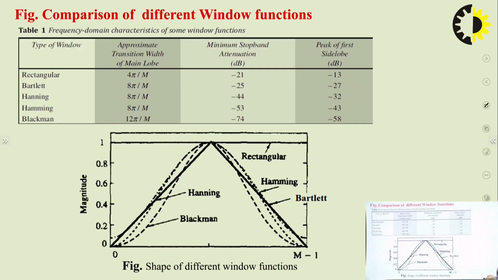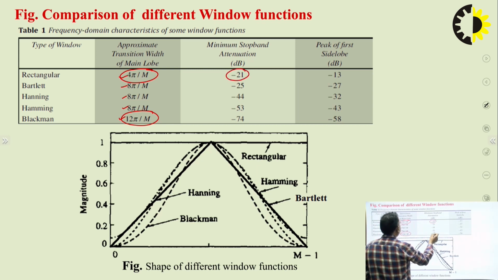Now here is the comparison among different window functions. In the case of rectangular it is 4 pi by M, Bartlett 8 pi by M, Hanning 8 pi by M, Hamming 8 pi by M, and Blackman 12 pi by M. From here we can see the width of the main lobe is higher in the case of Bartlett, and smaller in the case of rectangular window function. But at the same time, if we look at the minimum stop band attenuation, it is the minimum here and the maximum here.